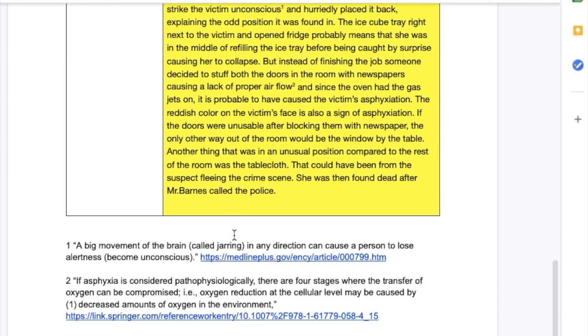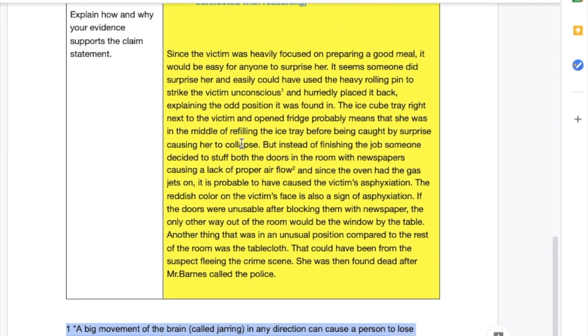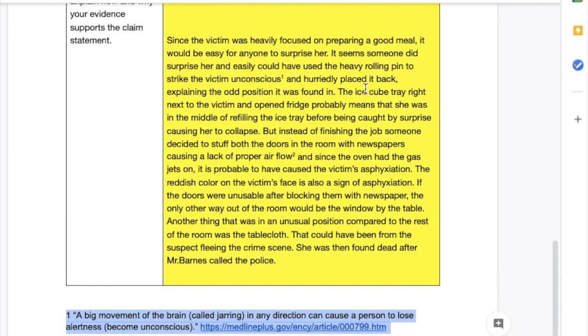My evidence for that in research was the jarring can cause someone to be unconscious, and hurriedly could have placed that rolling pin back, which explains the odd position that the rolling pin was in. The ice cube tray right next to the victim, and an open fridge probably means that she was in the middle of refilling the ice tray before being caught by surprise, causing her to collapse.